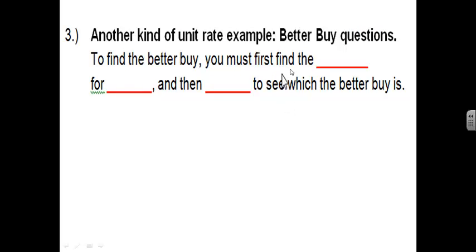Another kind of unit rate example is better buy. Better buy questions. To find the better buy, you must find the unit price, which also means what we have been doing, finding how much it is per one, for each thing that it asked you for. So we're going to have to find the unit price for each thing and then compare to see which one's better. Like, guys, when you go to Sam's, you buy a lot of things in one package. At Sam's, it's called buying in bulk.